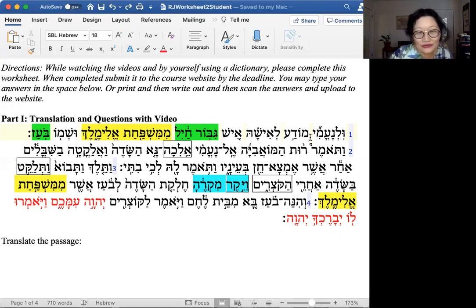To Naomi was a kinsman, a relative of her husband, a young man of great wealth or strength, from the mishpachat, the family of Elimelech. Okay, so again, it's telling you that this person is perfect because not only is he wealthy, fertile, maybe buff, strong, whatever, but he is also from the right family.